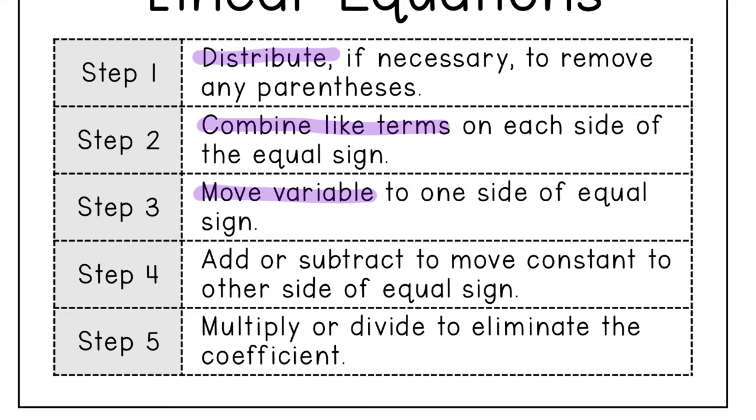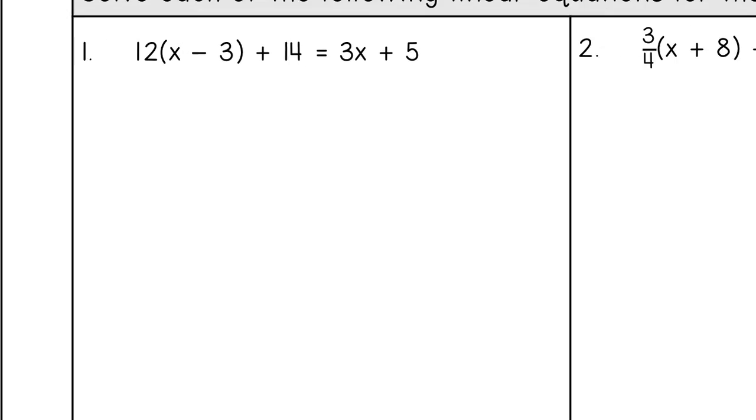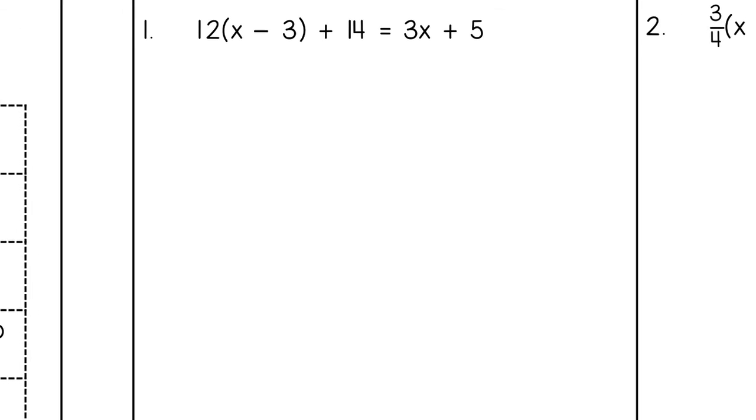Step 3 is to move the variable to one side. It doesn't matter which side you pick, as long as they're all on the same side. Then add or subtract to remove the constant, and then multiply or divide to eliminate the coefficient. So those 5 steps every single time. Inside of the notes, there's 3 examples that we're going to look at.